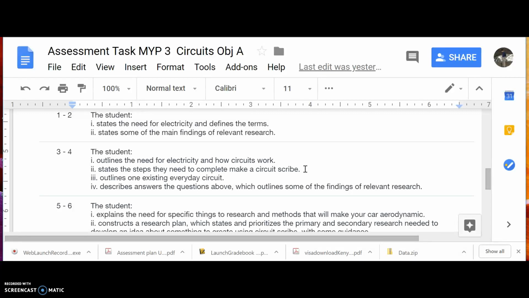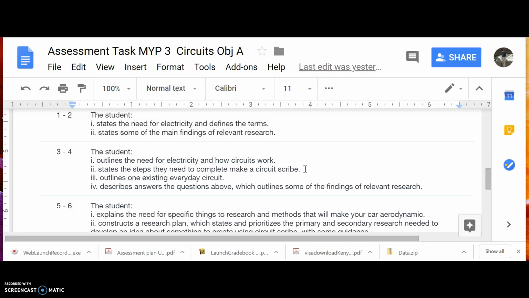States the steps you need to complete to make a Circuit Scribe project. So for the Circuit Scribe project, this is when you go into that other research and kind of take the steps that you need during the silver pen question. You can go ahead and start stating steps there, and then maybe go further with that research.